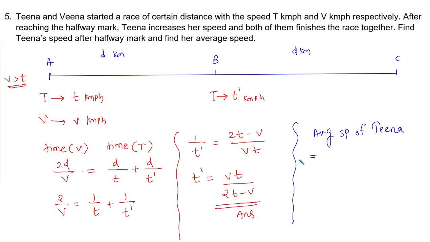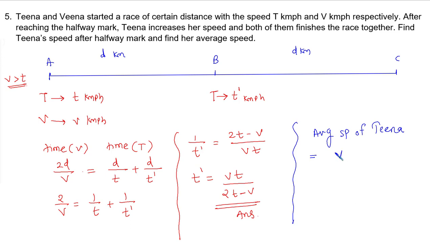So over here Veena and Tina both started at the same time and both finished the race at the same time, and the total distance traveled by Tina is the same as the total distance traveled by Veena. Total time taken by Tina is the same as total time taken by Veena. Veena is going to travel with uniform speed. So as total distance traveled and total time taken by Tina and Veena are the same, the average speed of Tina is the same as the average speed of Veena.